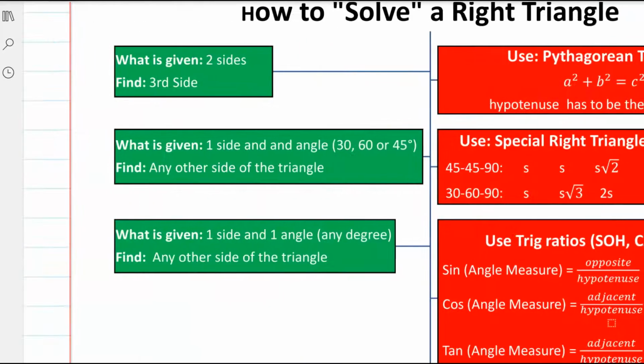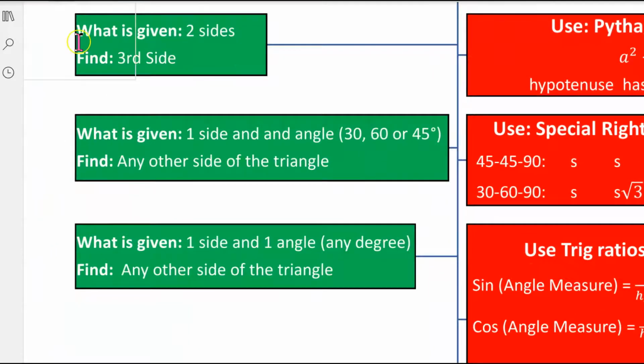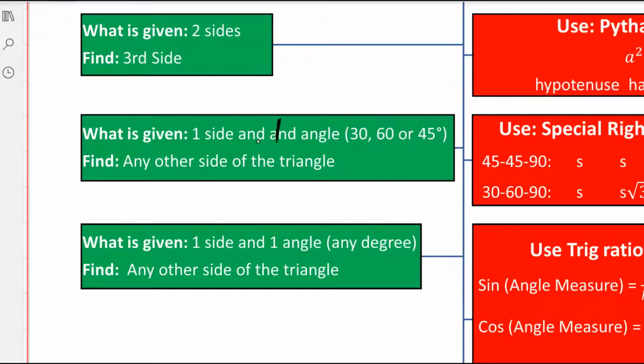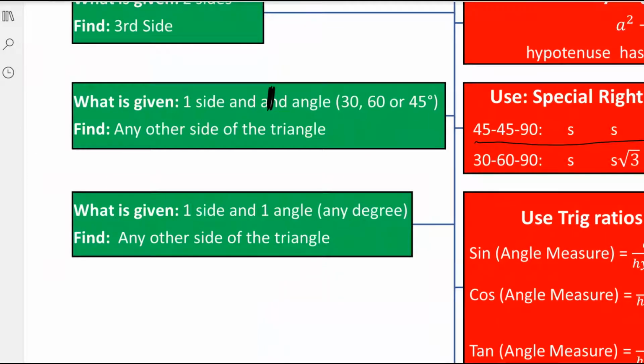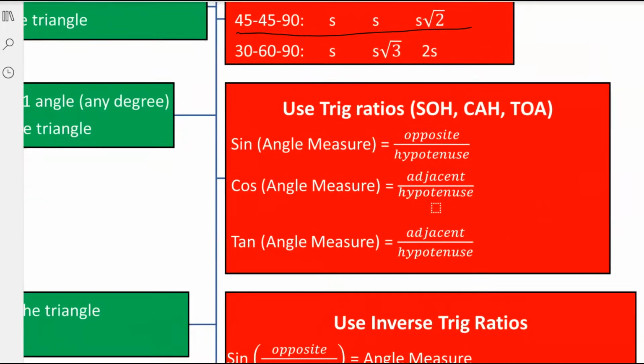What do you use? Pythagorean theorem. If they give you one side and one angle, and the angle is a 30, a 60, or a 45, and they're asking you to find any of the other sides of the triangle, you're going to be using special right triangles, and I gave you the formulas for each. If they give you one side and one angle, and the angle is any degree, not a special one, and they want you to find any of the other sides, you're going to use trig ratios, and there are the basic notes for it.